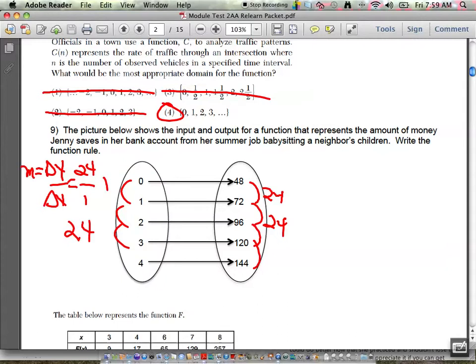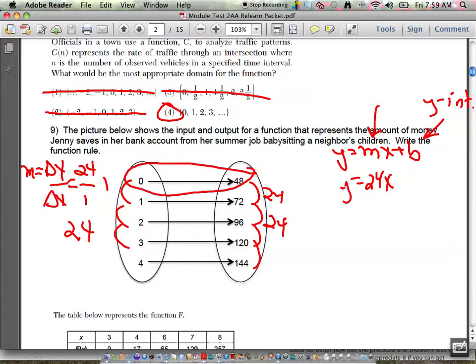Now, remember, the function rule, in this case because it's linear, is the equation of a line, y equals mx plus b. I need to know the slope, which I just figured out is 24. So I get y equals 24x. But I also need to know b, which we know as the y-intercept. The y-intercept is where x meets 0, so you look for what pairs up with 0, which is 48. We did well with that. A couple of kids, 1 or 2, switched the 48 and the 24. But by and large, we did very well with that question.